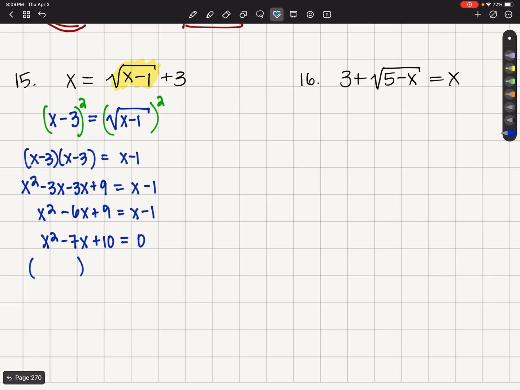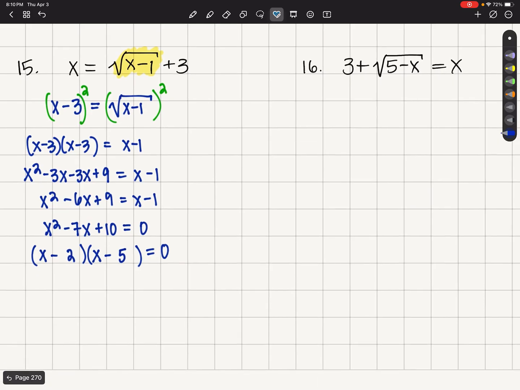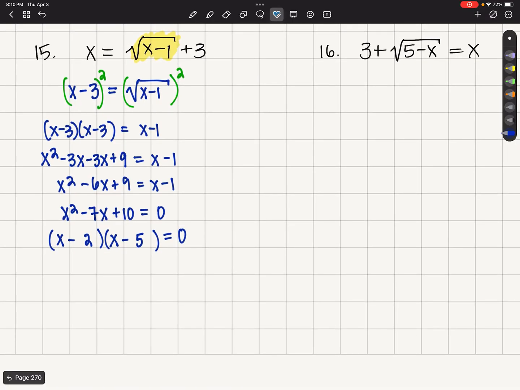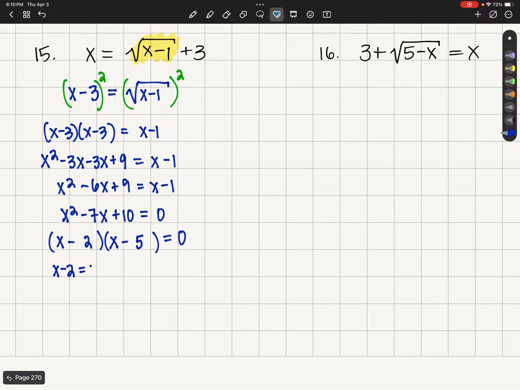Now we're going to have to factor and use our zero product property. So x squared minus 7x plus 10 factors to be x's in the first position because x times x is x squared, and then I need 2 negatives to multiply to be positive 10, but combined to be a negative 7, and that would be negative 2 and negative 5. So x minus 2, x minus 5. Now our zero product property says x minus 2 equals 0 and x minus 5 equals 0. So we have x equals 2 and x equals 5.